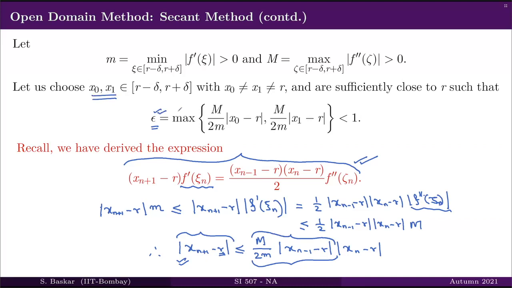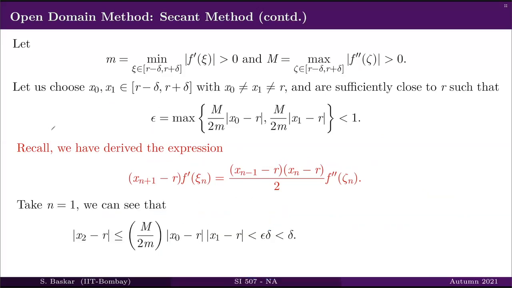Well, since the choice of x0 and x1 are in our hand, theoretically we can do this, but practically, of course, we do not know, and therefore we cannot do it. However, this is a theoretical result to make sure that the secant method indeed converges under certain hypothesis. Okay, so now we understood how this inequality is coming. Let us take n equal to 1 in that inequality.